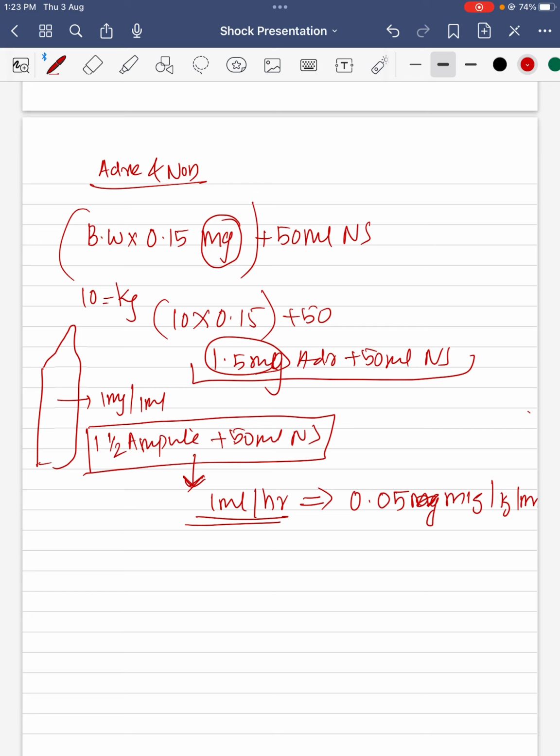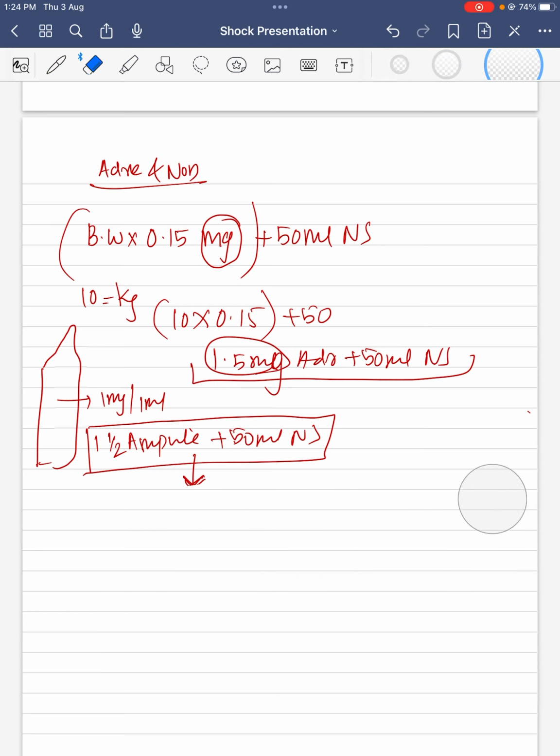After 15 minutes, if you see that the baby is not improving, our next dose is 1 microgram per kg per minute. So what you have to do? If 1 ml is 0.05, 2 ml will be 0.1. Is this much clear? Sorry, this is not 1.1. One second, I will repeat again.